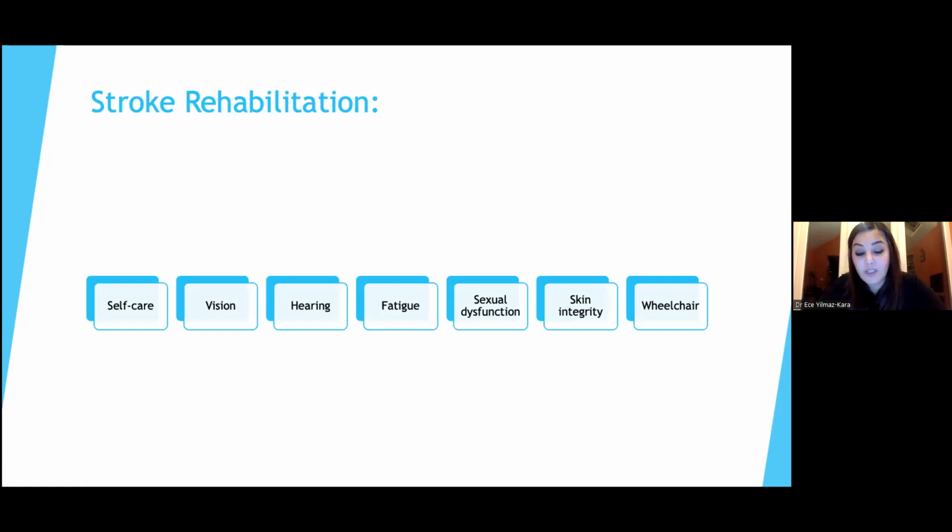Again, sexual dysfunction is more of a long-term problem to deal with, but it is an important part of stroke rehab. Skin integrity, I didn't touch base today, but that's from the early phases. Obviously, we do carefully assess the skin, and we want to prevent pressure sores. And again, wheelchair and seating and adaptive equipment and environmental aid planning is a very important part of stroke rehab.